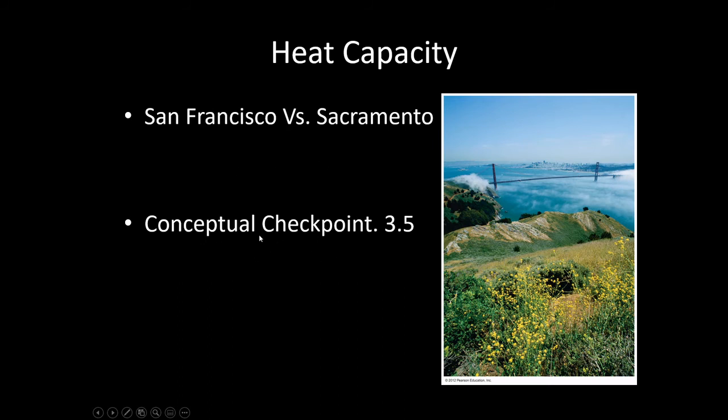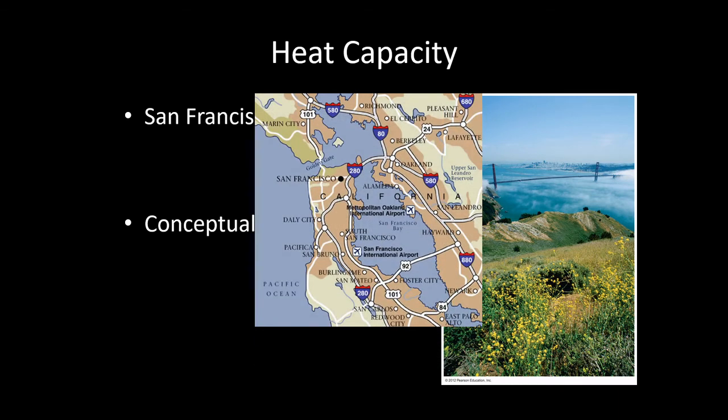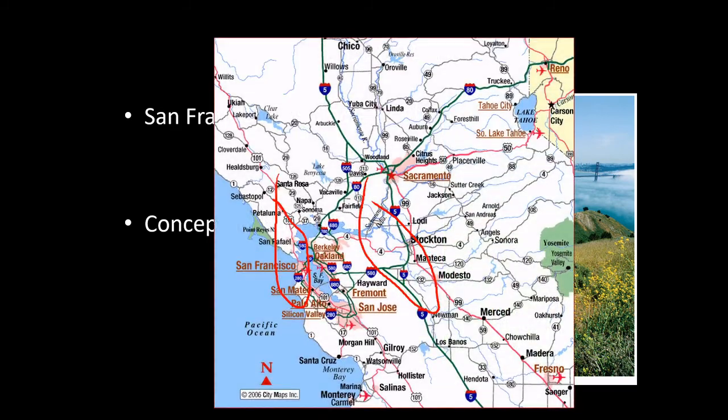All right, I'd encourage you to check out this checkpoint here, 3.5 in the book, to take a look at that. Oh yeah, you can see here San Francisco. Lots of water. It's not quite an island, but it's pretty much surrounded by water, and that's what keeps it nice and cool. Whereas Sacramento, not all that much farther away, but because it's not surrounded by water, its weather is very different.